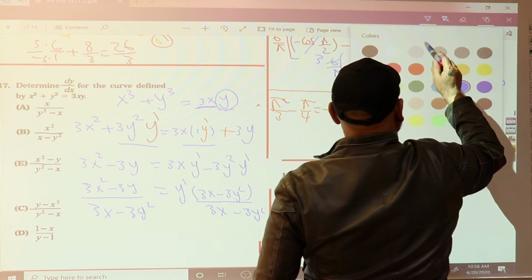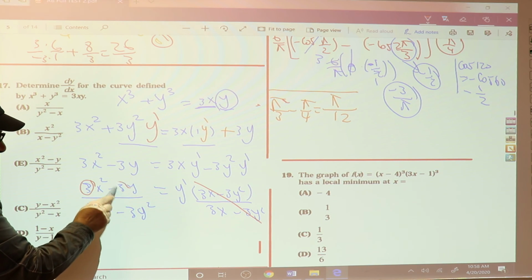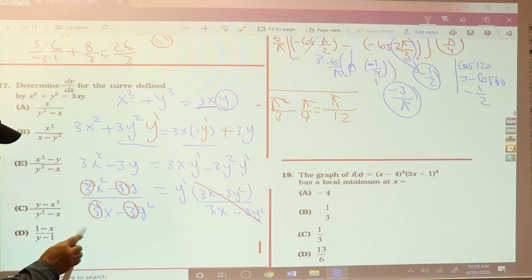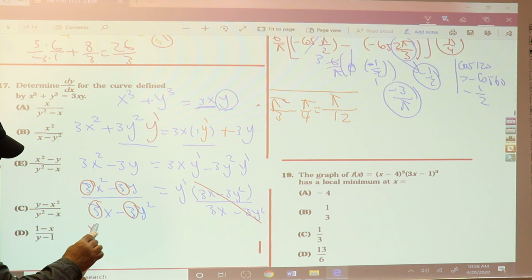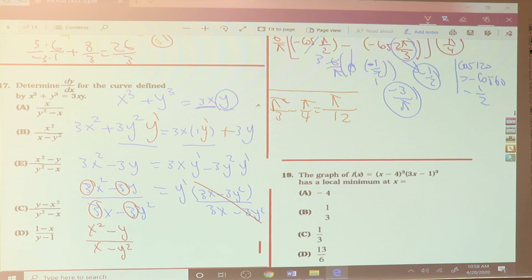Cancel this with this. Look here, I have 3 here, 3 here, 3 here, 3 here, in all the terms. I can cancel it. X squared minus y over x minus y squared. I have to look at my answer. Either x squared minus y over x minus y squared, or the other way around, the same thing, which is what I have, right? Okay, y minus x squared over x minus y squared. Look here, we have x squared minus y over y squared minus x.